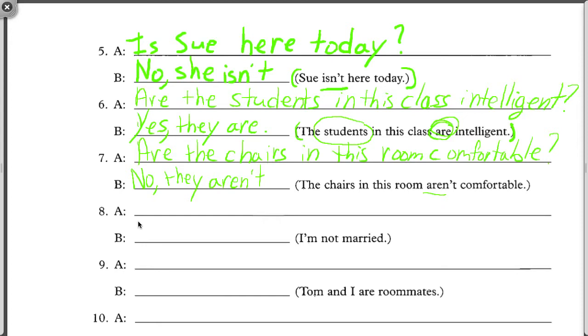Because I want to point out that with are and is, if the question begins with is, the answer ends with isn't. If the question begins with are, the answer ends with are. The question begins with are, and the are form is at the end of the answer, the end of the sentence.